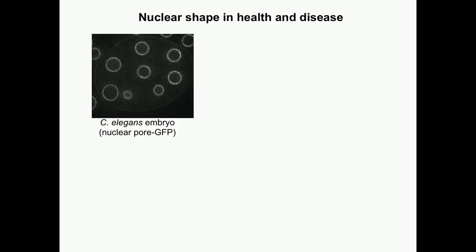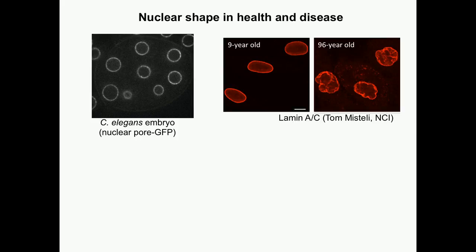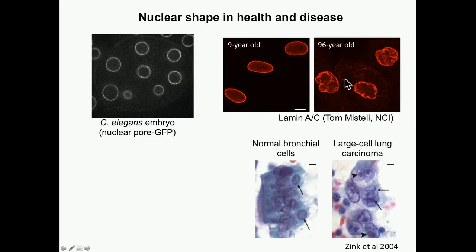What we do know, however, is that the nuclear morphology can be altered in both aging and in several disease states. So here I'm showing you these nice smooth nuclei from a 9-year-old and these somewhat wrinkly ones from a 96-year-old. In cancer, abnormal nuclear morphology and size is used as a diagnostic tool. And here you can see from these lung cancer cells, these nuclei are enlarged and they have invaginations in the nuclear envelope.